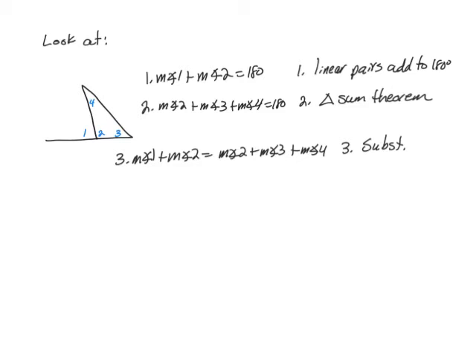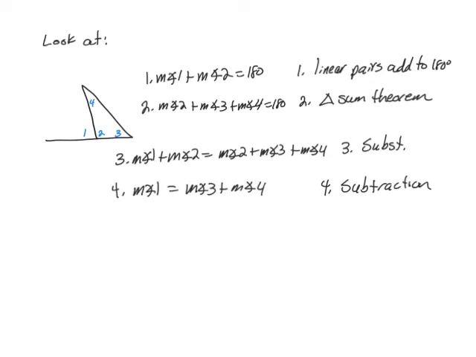See how I abbreviated that? And then if you look, I have the measure of angle 2 on both sides, so I can subtract that away, and that's going to lead me to a new theorem. The measure of angle 1 is equal to the measure of angle 3 plus the measure of angle 4. And that is by subtraction. So when you do your own proofs, make sure you understand the difference between substitution and subtraction when you abbreviate.